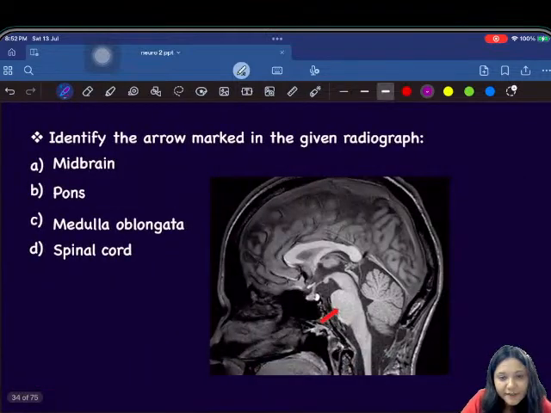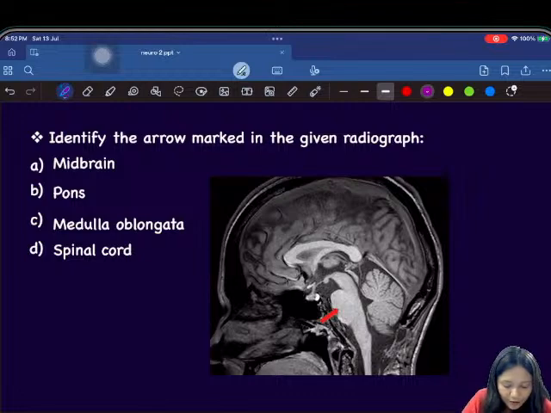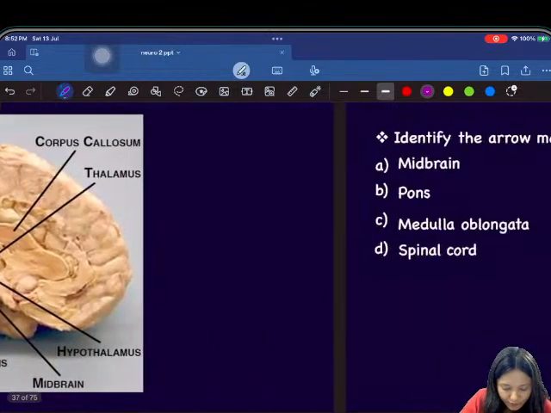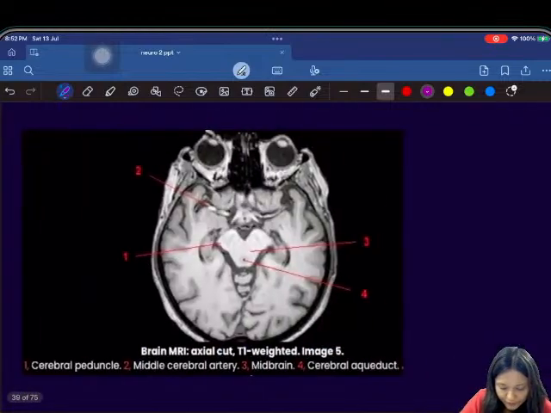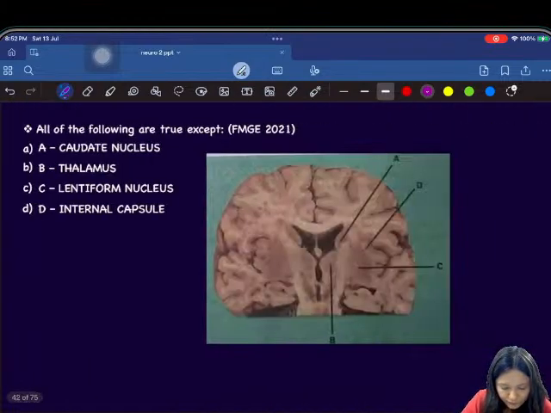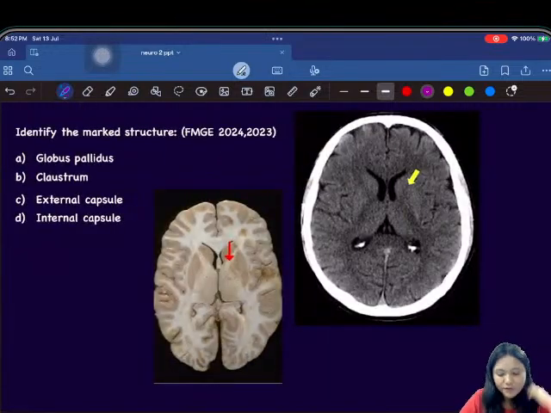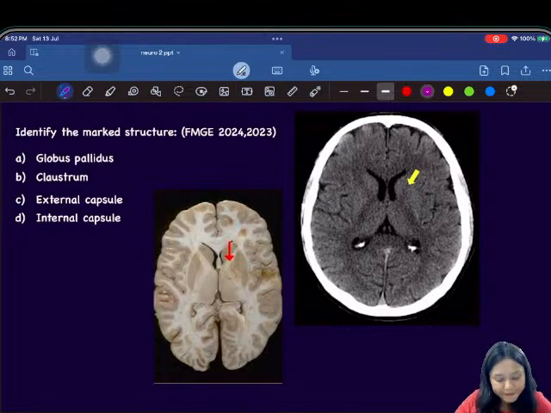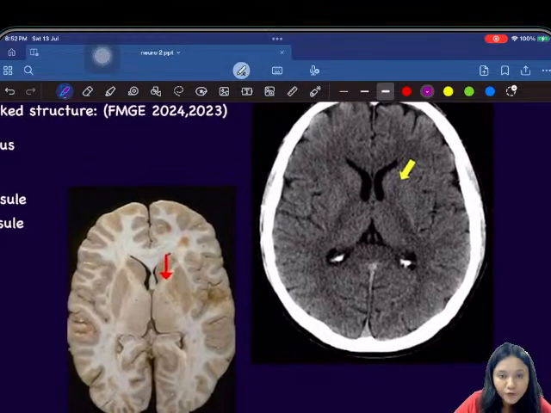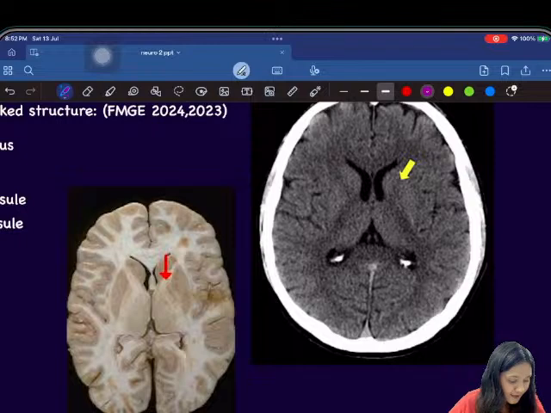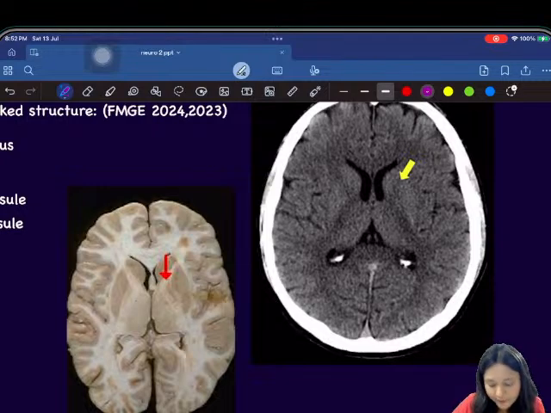So let us come to certain scans. Before that, a recent question was asked on the internal capsule. Identify the marked area. In the July exam they asked about the internal capsule. Some people said it came as a scan, some said it came as a cadaveric image. I don't know which, but they asked this.